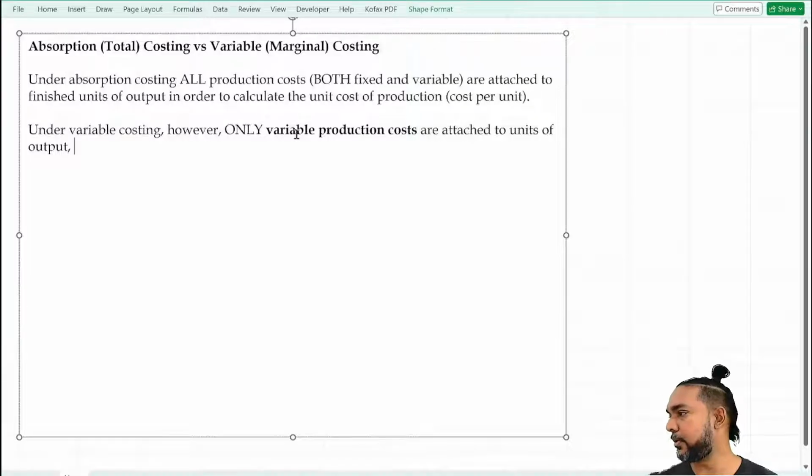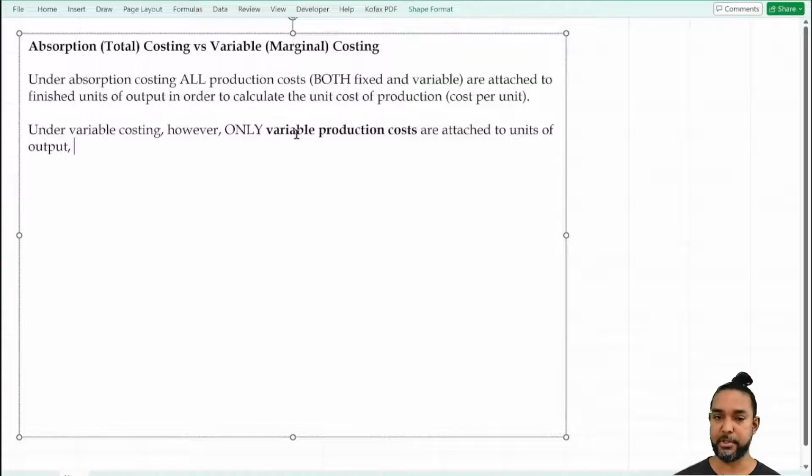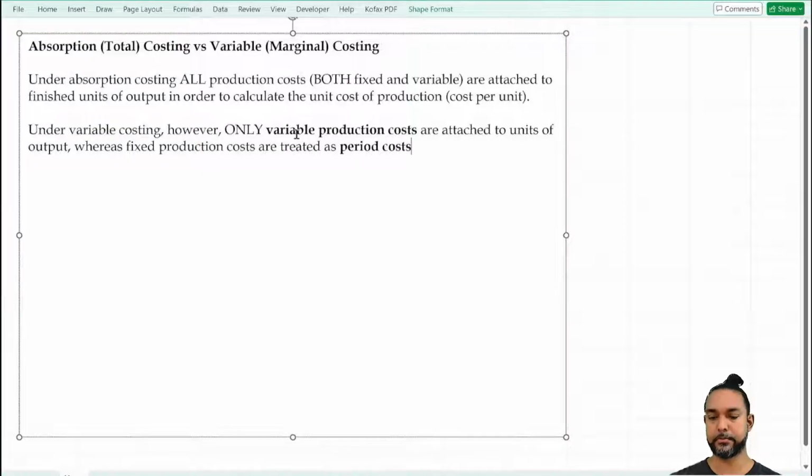How you doing? So, under variable costing, however, only variable production costs are attached to units of output, whereas fixed production costs are treated as period costs and are subtracted in total in the expense section of the variable costing income statement.